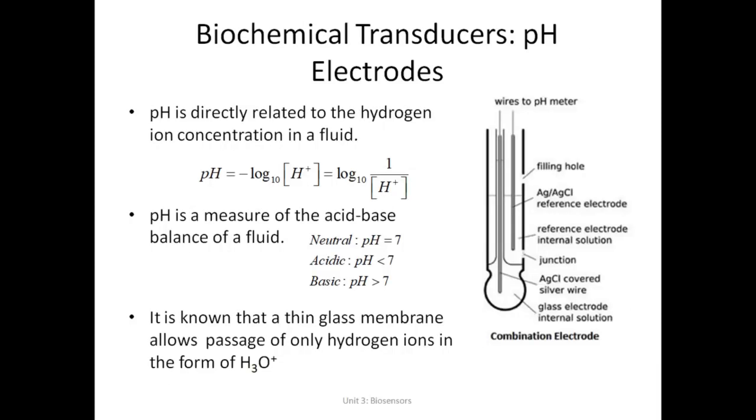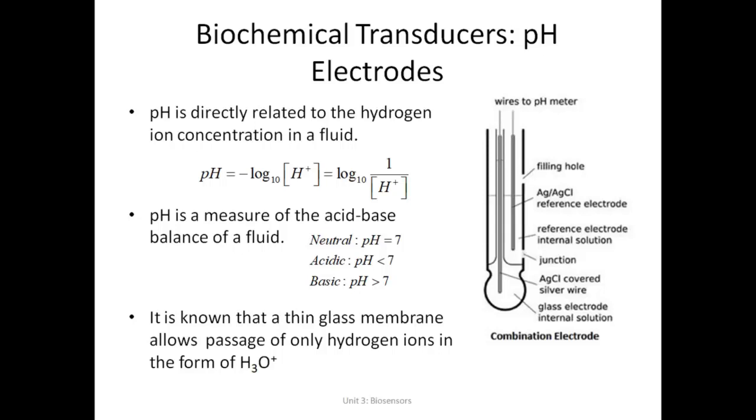Okay, then the next one is the pH electrode. Now, pH is one of the most important measurements used for the indication of chemical balance in the human body. The pH is directly related to the hydrogen ion concentration in any fluid, and we can measure it with the formula pH is minus log of hydrogen concentration, or log to the base 10 of 1 upon the concentration of hydrogen ions.